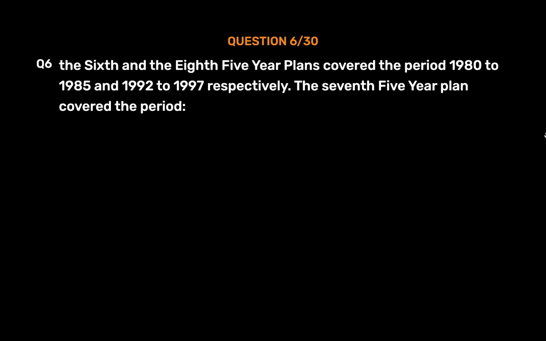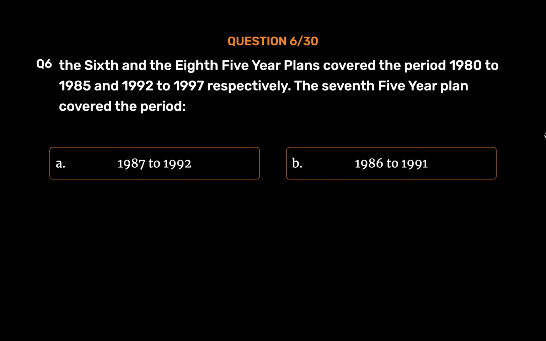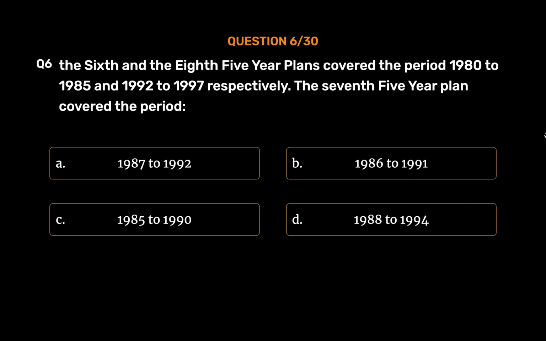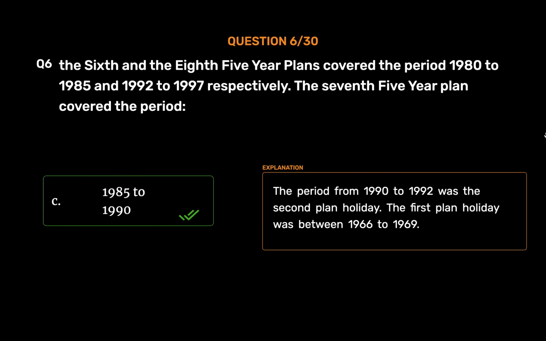Question number 6. The Sixth and the Eighth 5-Year Plans covered the period 1980 to 1985 and 1992 to 1997 respectively. The Seventh 5-Year Plan covered the period Option A. 1987 to 1992. Option B. 1986 to 1991. Option C. 1985 to 1990. Option D. 1988 to 1994. The correct answer is Option C. 1985 to 1990. The period from 1990 to 1992 was the second plan holiday. The first plan holiday was between 1966 to 1969.